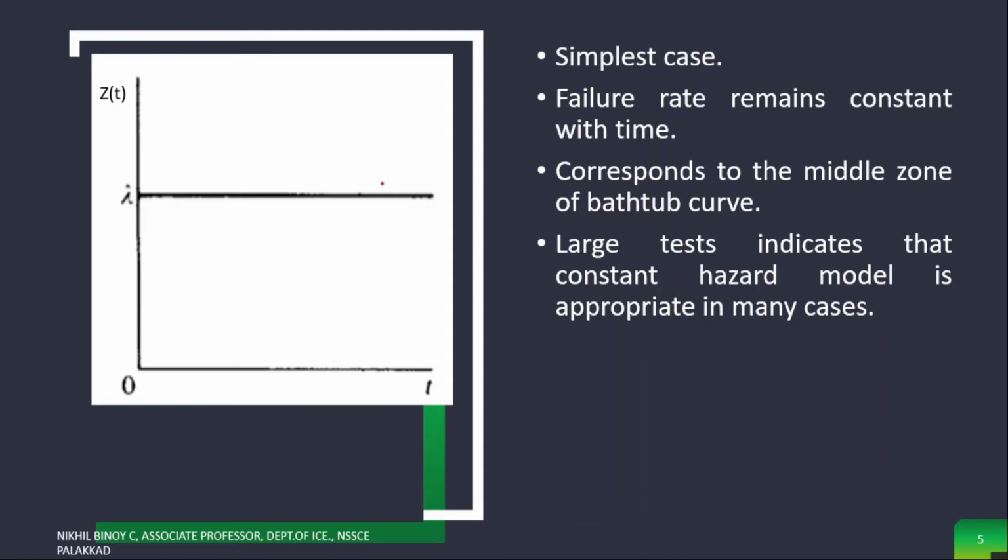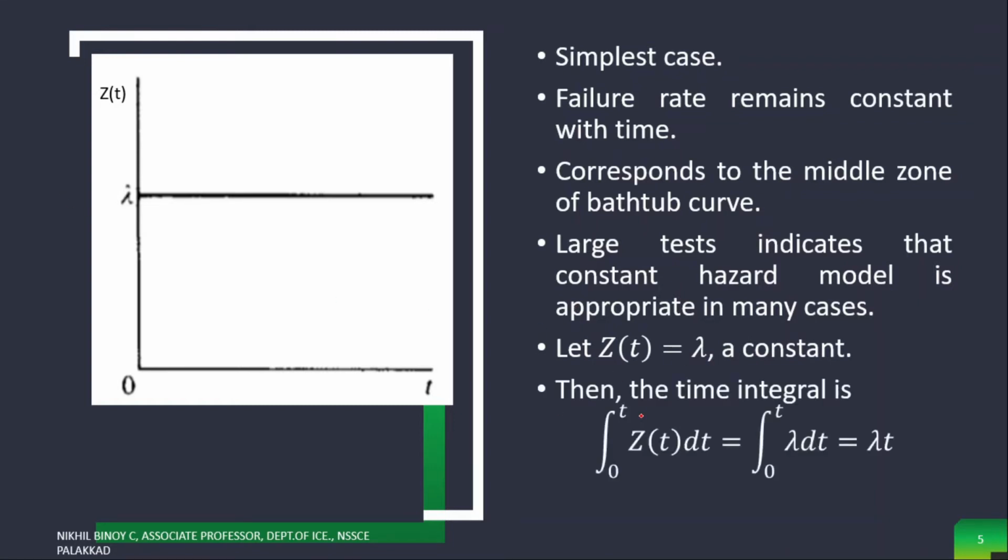Okay, so I told you in last class, it corresponds to the middle zone, the second zone of the bathtub curve. If the first zone and the third zone are negligible, we can represent the failure data using the constant hazard model. Also, almost all electronic manufacturing industries follow the constant hazard model. So here the failure rate is lambda, z of t is lambda.